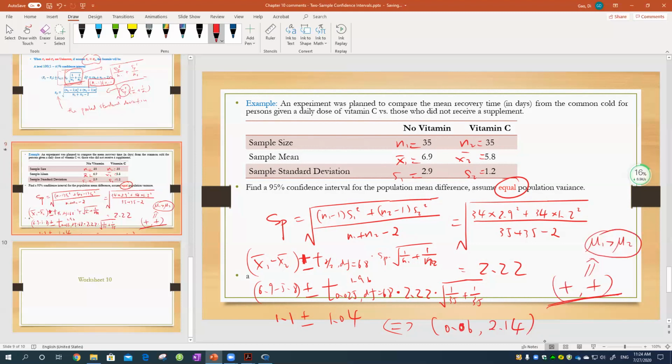And then if they want to compare the mean recovery time in days from the common cold for a person given a daily dose, that tells us what? The average time for no vitamin is more than the average time for using vitamin C. So then whether the supplement makes a difference, you can tell that the claim will be that vitamin C does make some difference here because of this relationship.